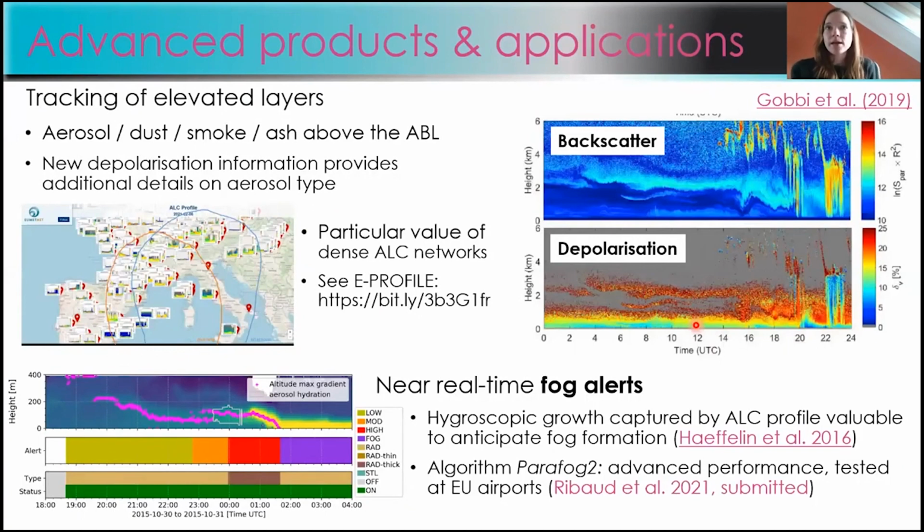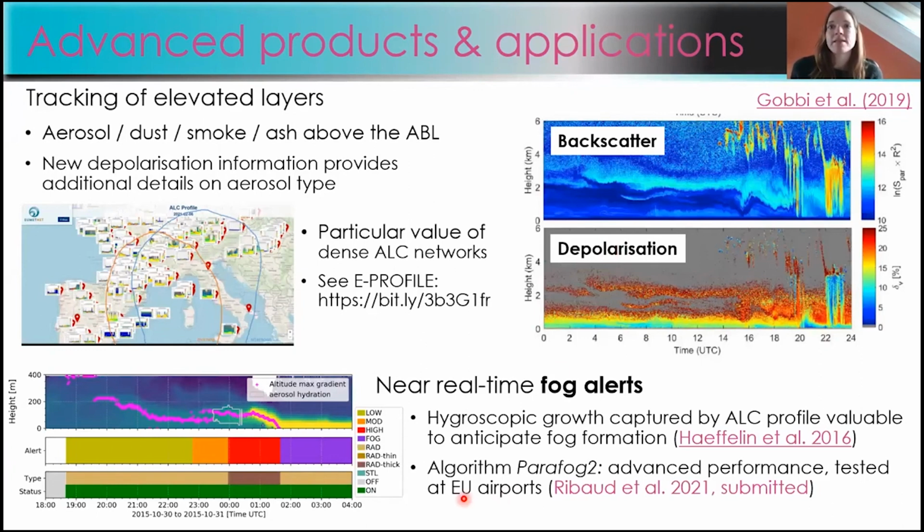In terms of advanced products, we can use ALC for a lot of different things. One very popular aspect is the tracking of elevated layers that may be moving above the ABL, but then also may entrain into the atmospheric boundary layer at some time. For example, here, if you go to the E-PROFILE example, where they tracked Saharan dust moving across the continent using the ALC network. And also, we need to mention that the new depolarization capabilities of some of the ALCs can be used to better characterize the different aerosol types.